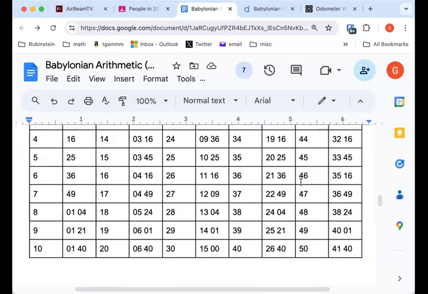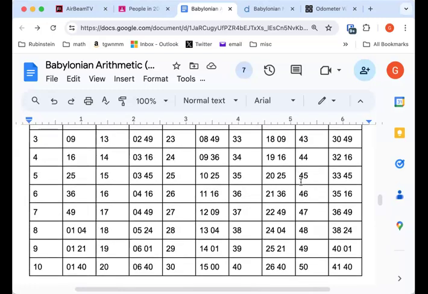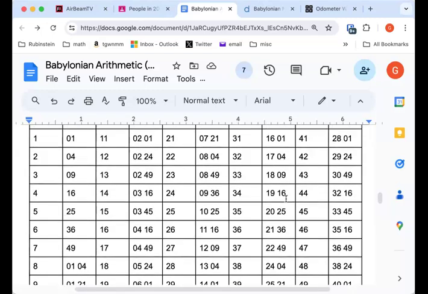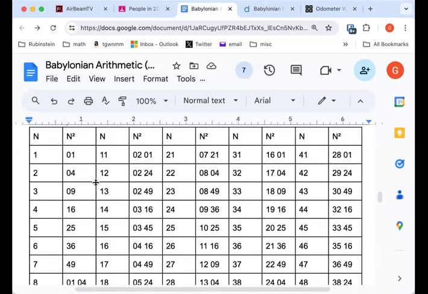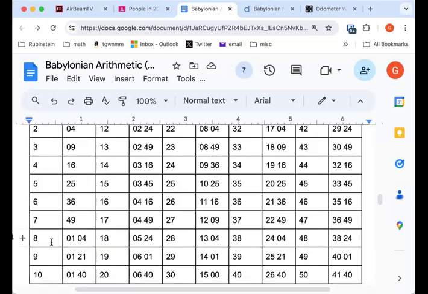See what this is? I have the numbers 1 to 50. I really should have gone up to 59, but I only went up to 50. And what this is, is the square. 1 squared is 1. 2 squared is 4. 3 squared is 9. 4 squared is 16. 5 squared is 25. When you get to 8, 8 squared is 64.